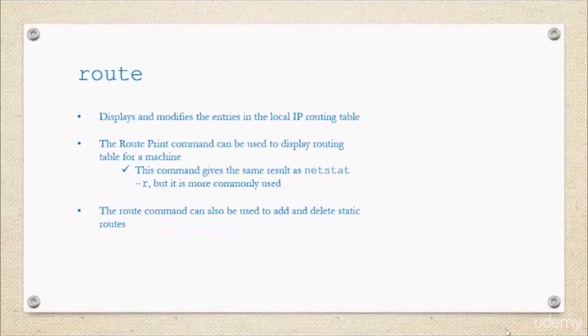Alright, the route command, right? So you can use this command to display and modify entries in the local IP routing table. So your computer has a routing table and your local host has a routing table, and you combine it with the route print command to display routing tables for your machines. Now, this is going to give you the same result as your netstat -r command, but it's going to be a little bit more commonly used, right? Now, you can also use this command to add and delete static routes.